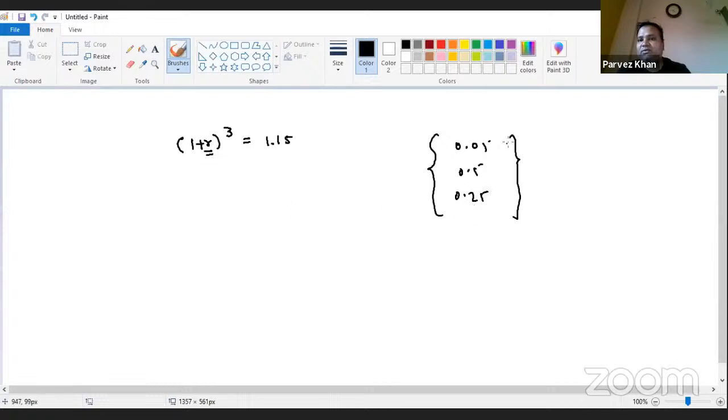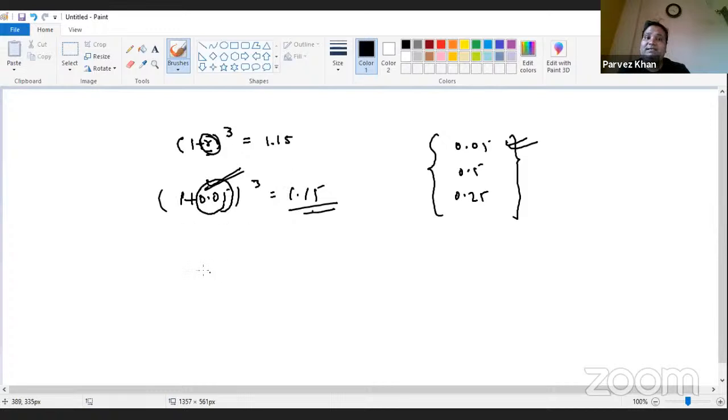So what you can do, from the options also, you can put the value and check. Suppose I say (1 + 0.05) to the power cube, I do it and check whether I'm getting 1.15, you can cross verify. So if by putting the r value from the option you are getting 1.15, that will be your correct answer. That is one way to do it.